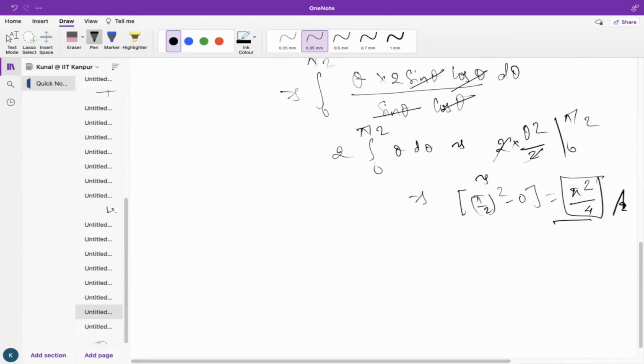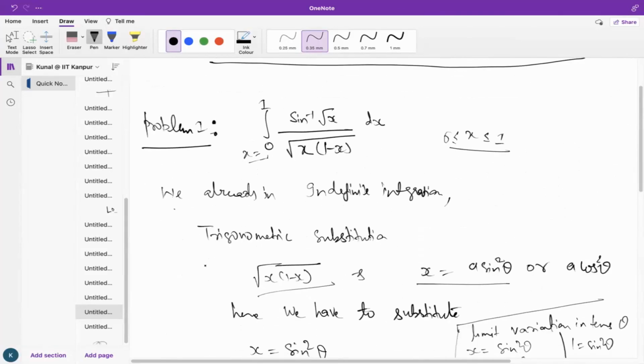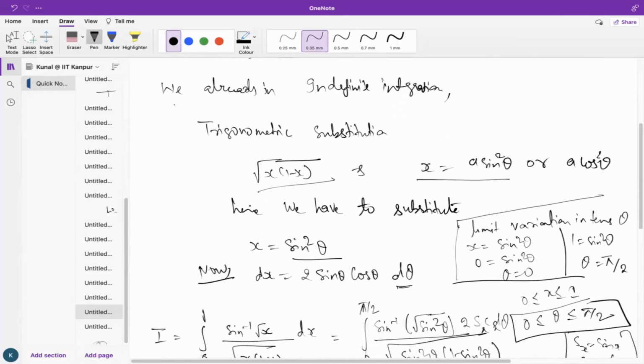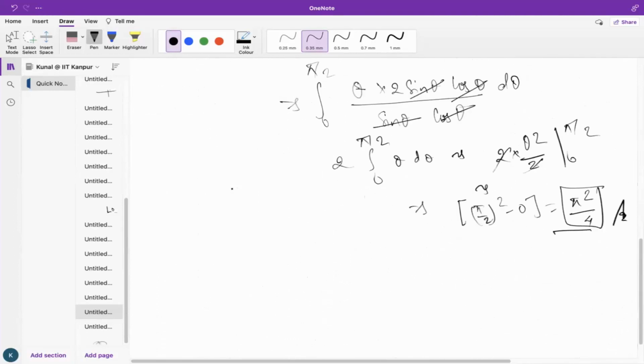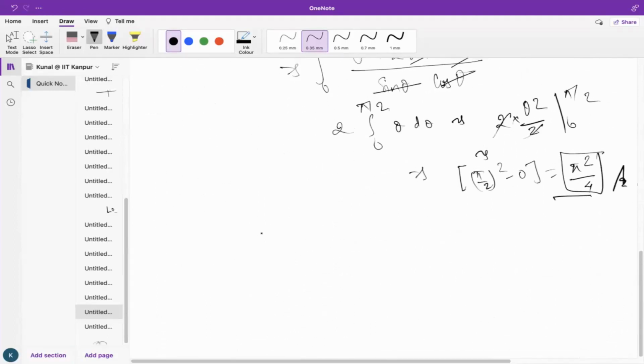Let's move on to the second problem. And one more thing, you can substitute cos square theta here as well. The result will be the same, so nothing to worry about that. We can substitute cos theta here as well. Now, our question number 2.